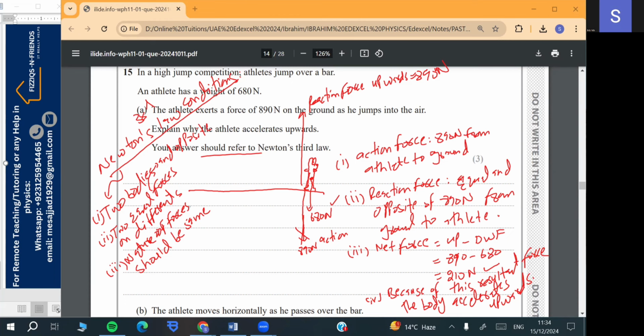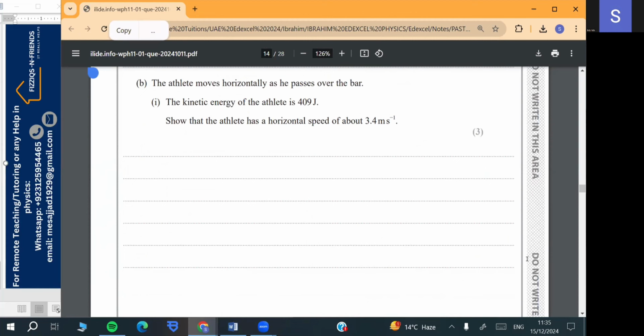Hope you understand that. The athlete moves horizontally as he passes over the bar. The kinetic energy of the athlete is 409 joules. Show that the athlete has a horizontal speed of about 3.42. Need to focus on the words they're saying: horizontal speed. And the kinetic energy is this.